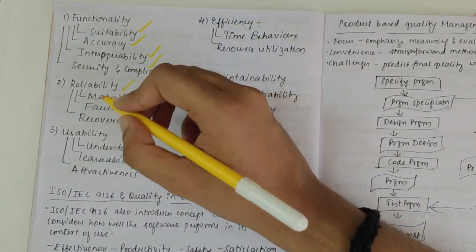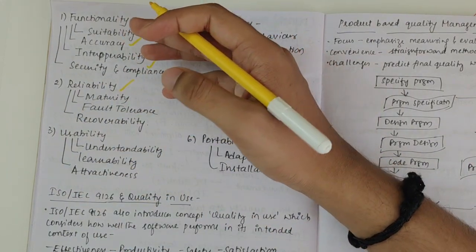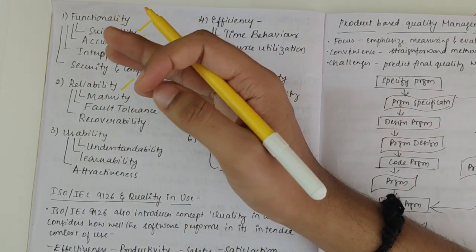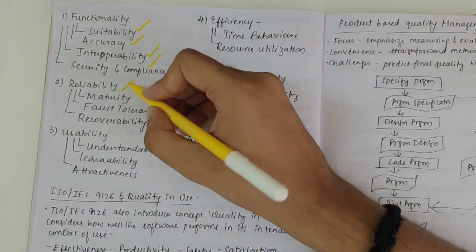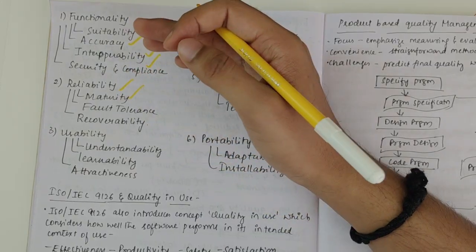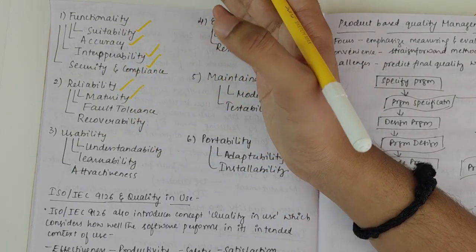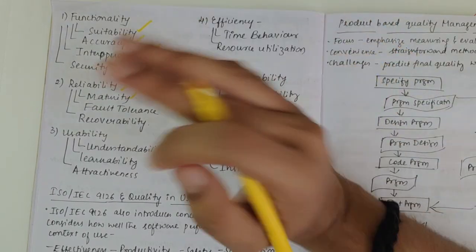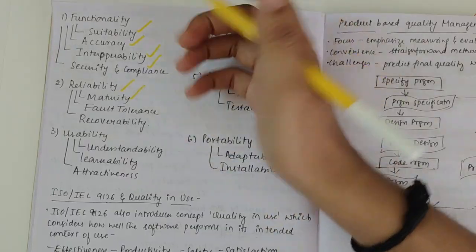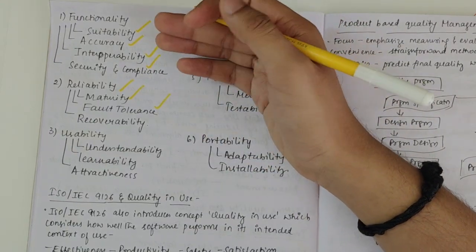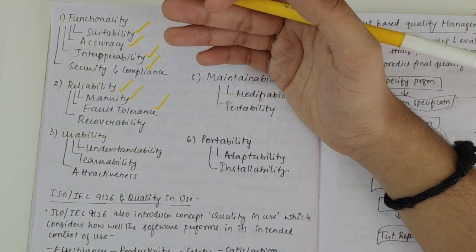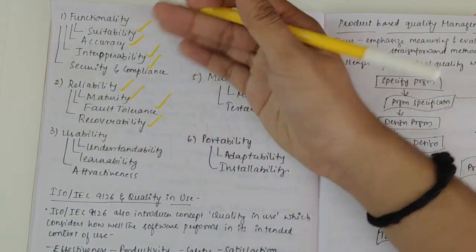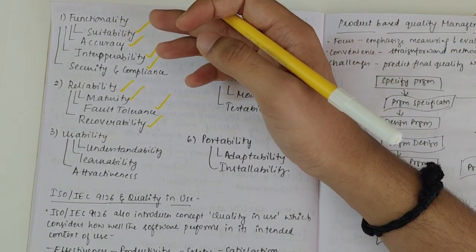Then we have reliability. Reliability means whether we can rely on that particular software or not. That is, the software should be fault tolerant and recoverable, so there should not be any errors in it. Maturity: after a certain time, the software might get exposed to errors, and that should not happen. It should be error free. Fault tolerance: it should have a high level of fault tolerance and be developed in such a way that there are no faults at all. Then we have recoverability, so we should be able to recover it easily.